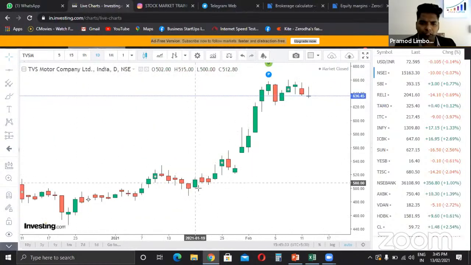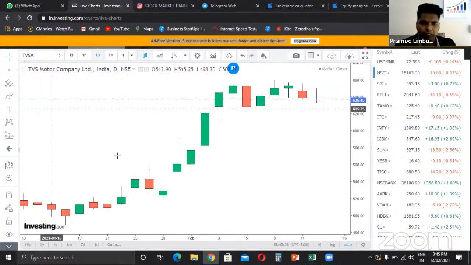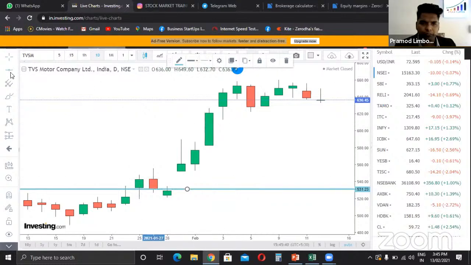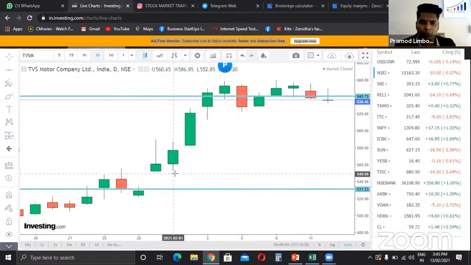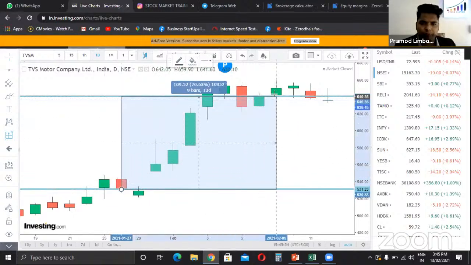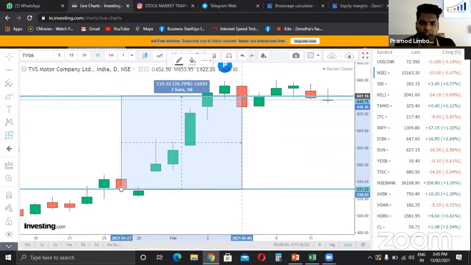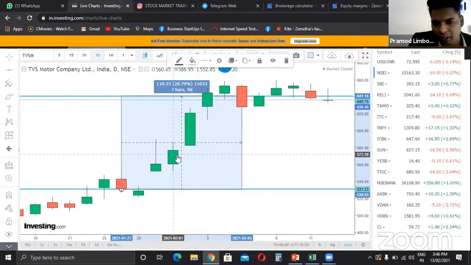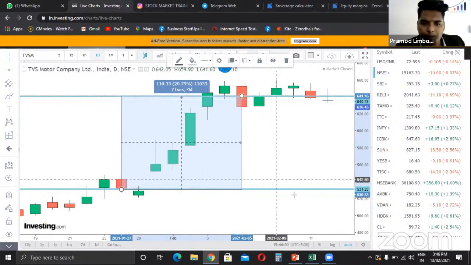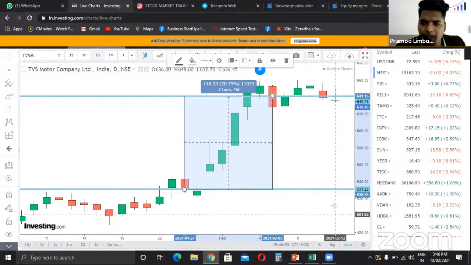See here, at around the start of Feb, I bought stock here. I sold my stock here at around 640. Okay, so in 9 days, it's actually 9 days, how much profit did I book? Around 100 rupees of profit.